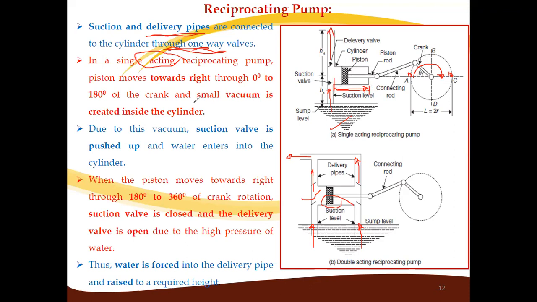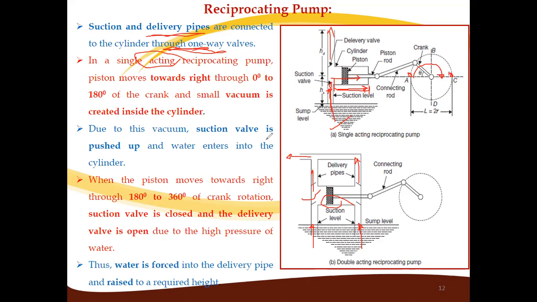And a small vacuum is created inside the cylinder because the piston moves to the right hand side. Due to this vacuum, the suction valve is pushed up and the water enters through this suction pipe into the cylinder. So this is the first action, which is called the suction stroke.